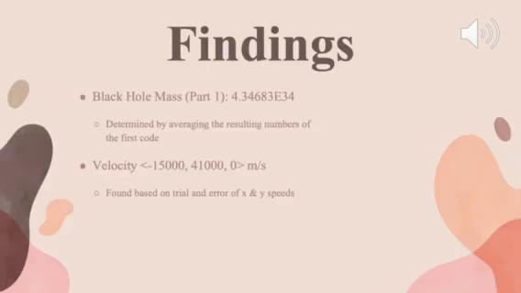We ultimately determined the black hole mass to be 4.34683 times 10 to the 34th kilograms. This was determined again by averaging the resulting numbers of the first part of the code. In the second part, we determined velocity to be negative 15,000, 41,000 meters per second. This was again found based on experimentation with the code.